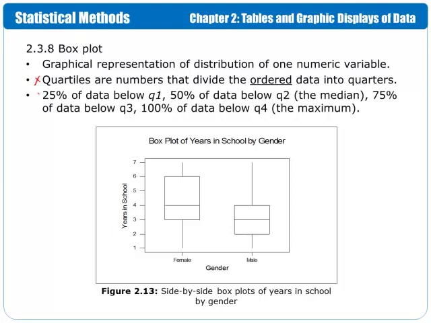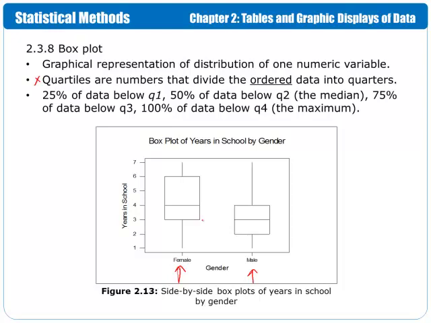Now you'll notice that although Q4 is the maximum, Q1 is not the minimum. Q1 is the 25th percentile, meaning that 25% of the data are below that Q1 value. So there isn't a quartile that represents the minimum. Now in this box plot that we have here below, we actually have two box plots in the same graph. So we've divided one of our variables, years in school, by gender. And so that gives us two separate box plots, one for females and one for males. Again, we're looking at the shape of the distribution.